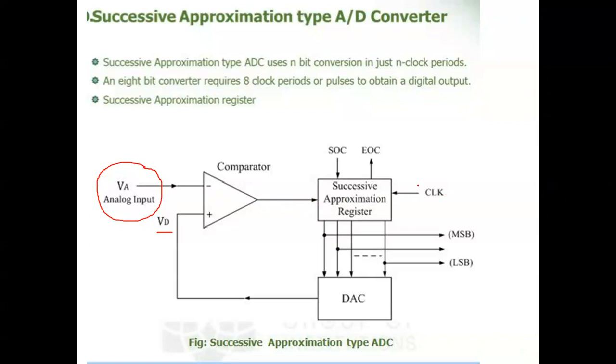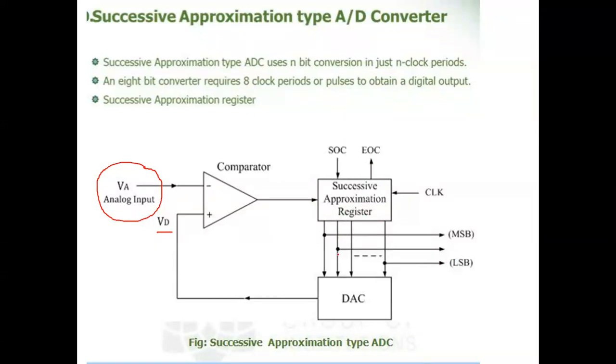The comparator output drives the successive approximation register, which has another input, a clock. The SAR starts commencing after the start signal is issued, and at the end of the conversion, it issues an end of conversion signal. The SAR output is digits.